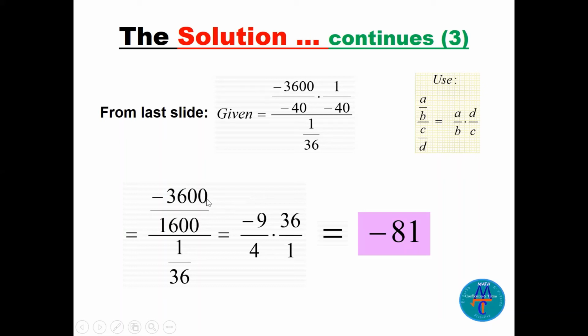So when you simplify, cancel the 2 zeros here, divide by 4, you get minus 9 over 4. And then use this formula here. When you divide by 2 fractions, you leave the first one, multiply by the reciprocal of the second, d over c. So this will be 36 over 1. Cancel by 4. So you get minus 9 times 9, and the final answer is minus 81.